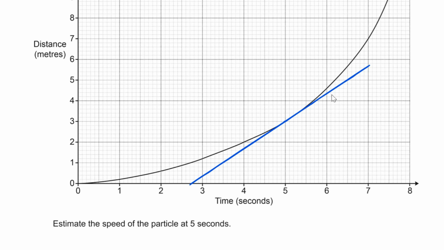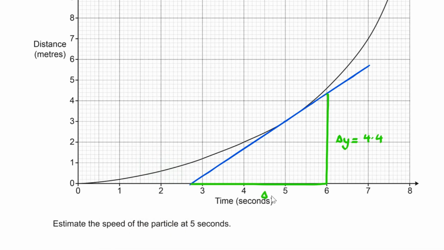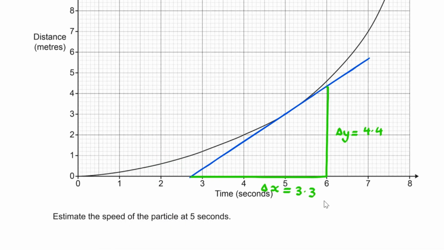So for the change in y, we can use this as our change in y, and we can use this as our change in x. So change in y, that's equal to, well, we're going from 0 to, well, we've got 4.4 over here. And the change in x, we're going from 2.7 to 6. So 6 take away 2.7, that's 3.3. So here we'd have change in x equaling 3.3.